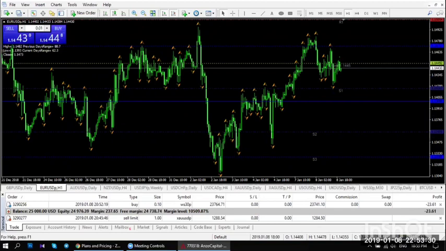Let me find it. I want to find an example when the price has gone further than the swing high.